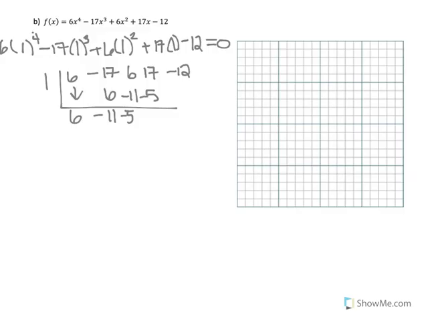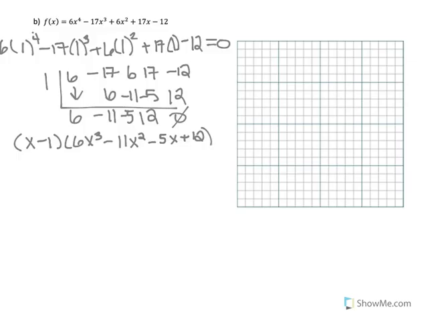That's a negative 5. 17 minus 5 is 12, and we get 0. Awesome. So right now we have it factored to be x minus 1 times 6x cubed minus 11x squared minus 5x plus 12. Okay, I want you to pause the video and figure out what the next term is going to be. What's the next factor?